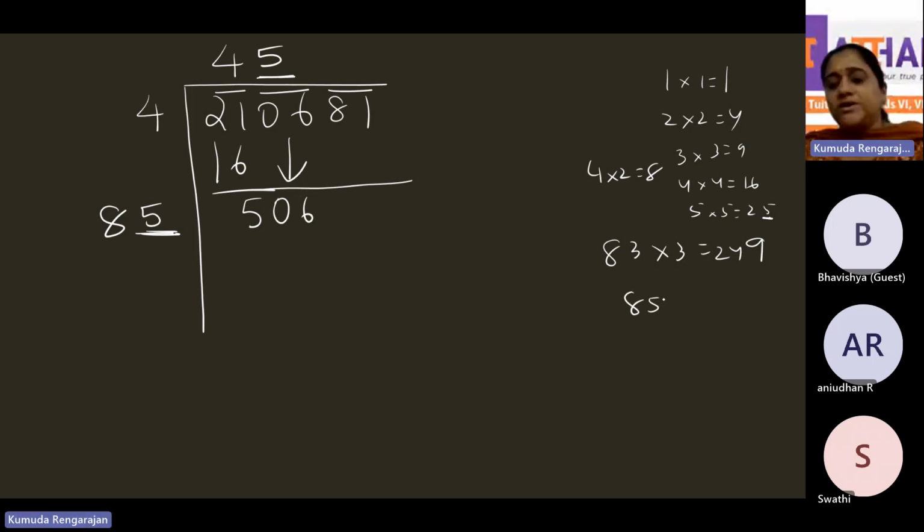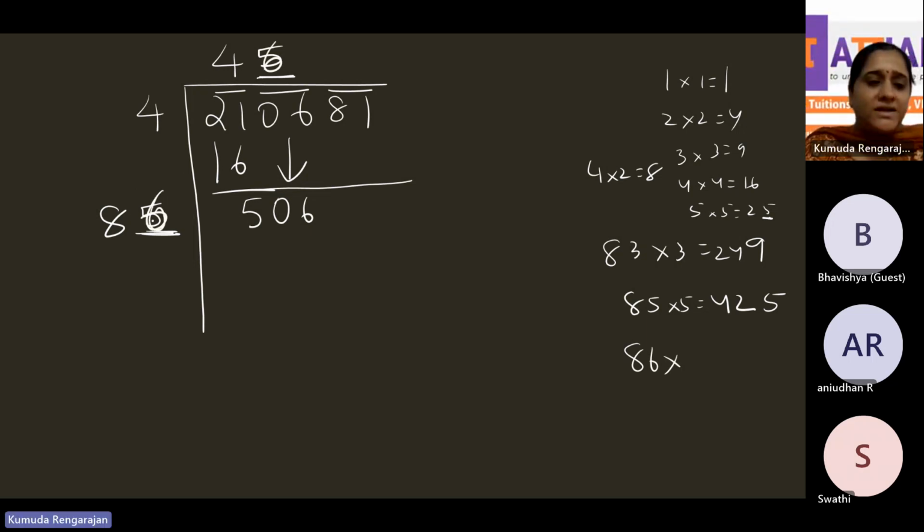So 85 into 5: 5 5s are 25, 2 carried over, 40, 42. No, still not, we are not sure. So it is close. So let's try 86 into 6 also. See, it will be 86 into 6, children. 86, Niveda, you already know it, is it?